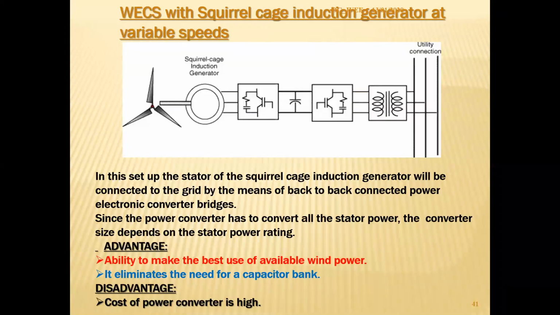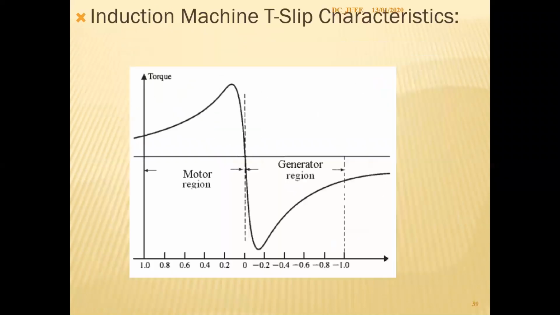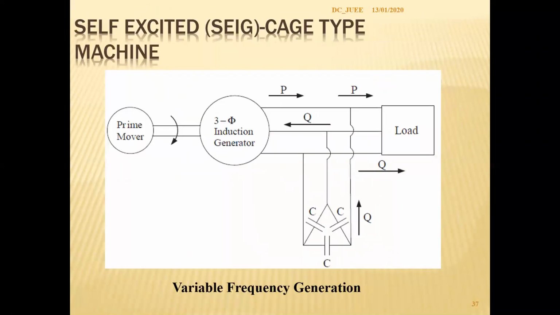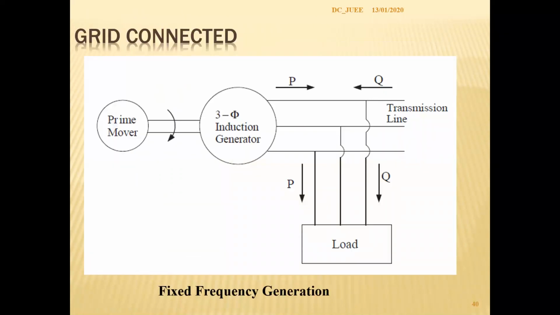Variable speed operations of this ACIG, means self-excited induction generators. When we saw these kind of schemes, this one and then this one, grid connected schemes, they are constant speed operations, because the generated voltage and frequency should not vary, right? So therefore, fixed speed operation is the best option for them.